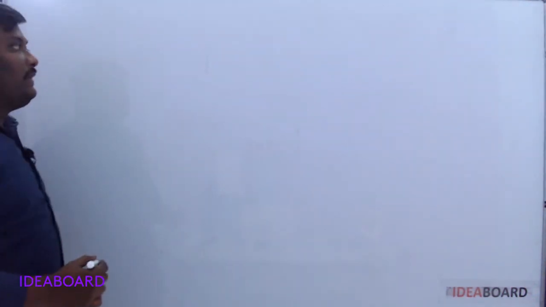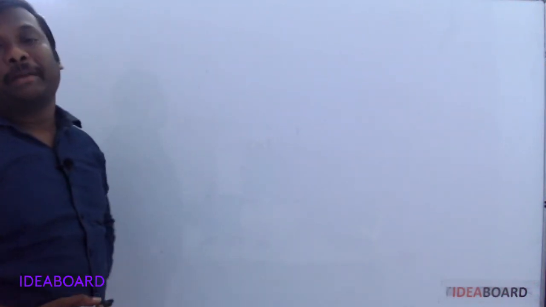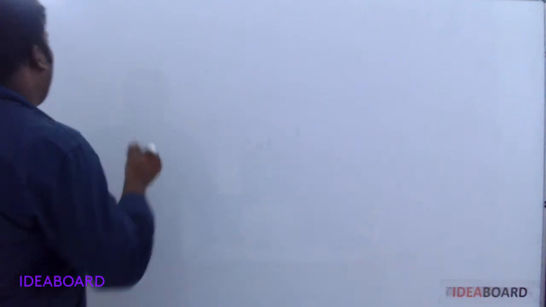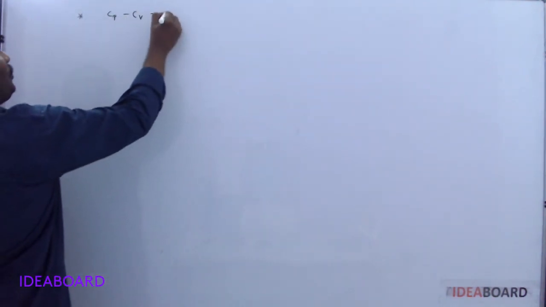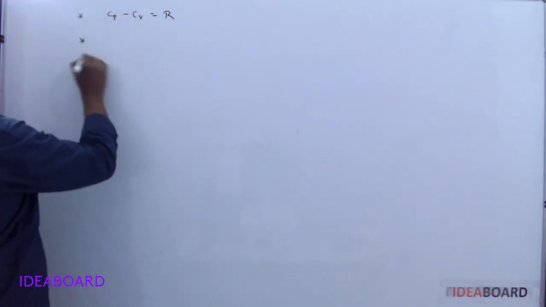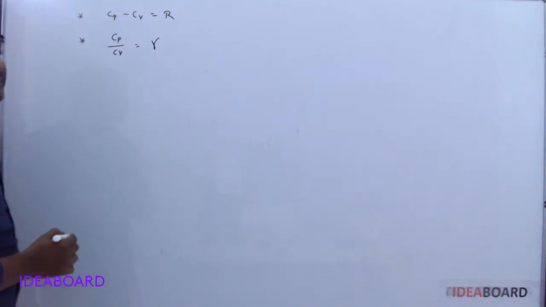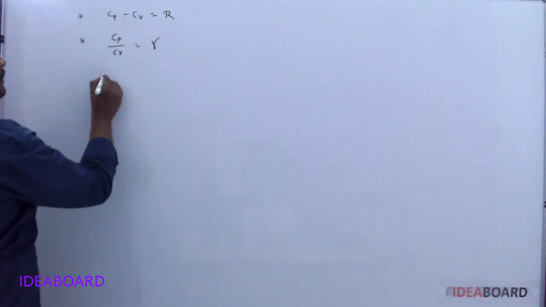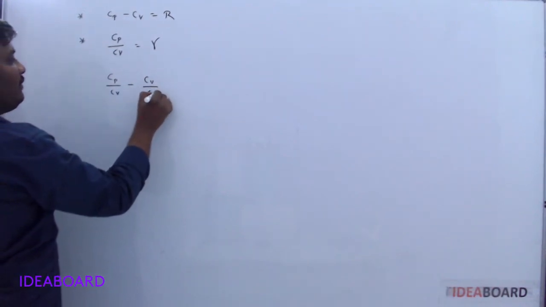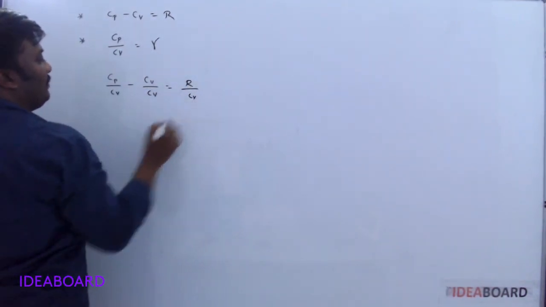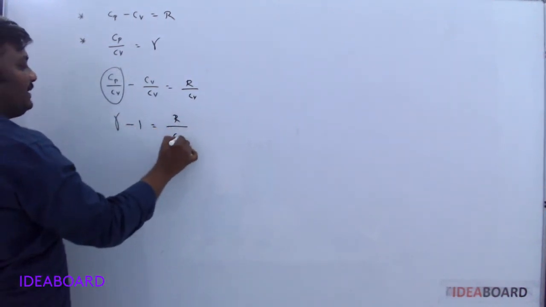So we got the Cv value and Cp value in terms of the degrees of freedom. Now the Cp and Cv in terms of gamma we may form. For that, Cp minus Cv is equal to R we know, and Cp by Cv is equal to gamma also you know. Divide the above equation with the Cv. Then Cp by Cv minus Cv by Cv is equal to R by Cv. This is gamma. So gamma minus 1 is equal to R by Cv.